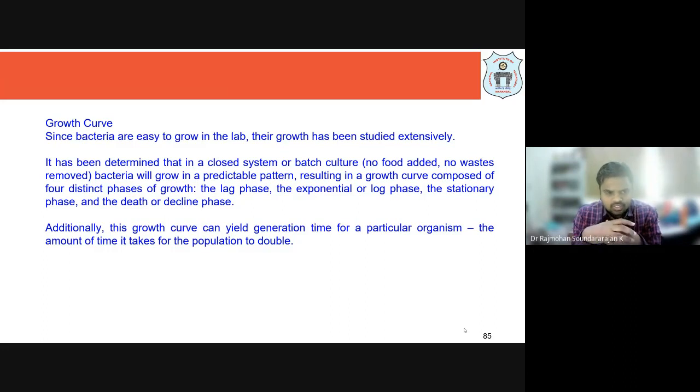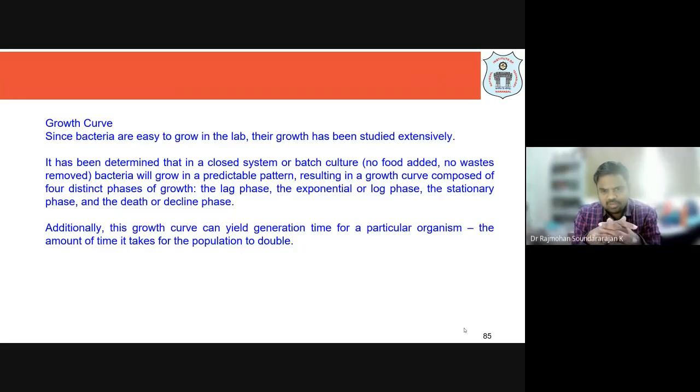Okay, so for example, if we are performing a batch system and noting down the growth curve, bacteria will be multiplying in a predictable pattern, resulting in a growth curve composed of 4 distinct phases of growth. Even when you are not adding any nutrient, growth will still take place, right? Because according to the prevailing situation, the microorganism will adjust and then try to grow. Okay, so all will go through 4 distinct phases of growth.